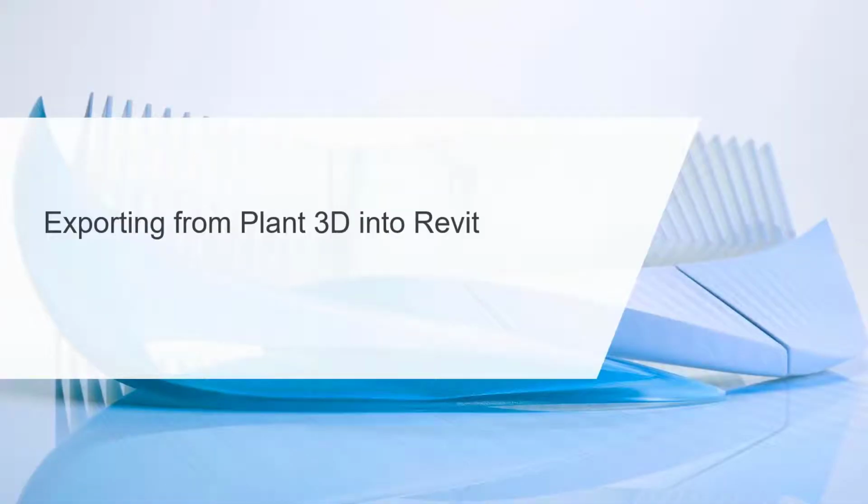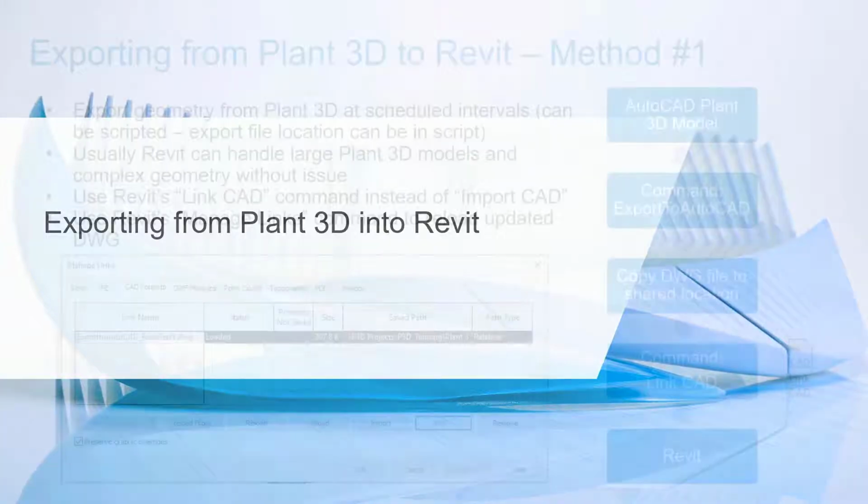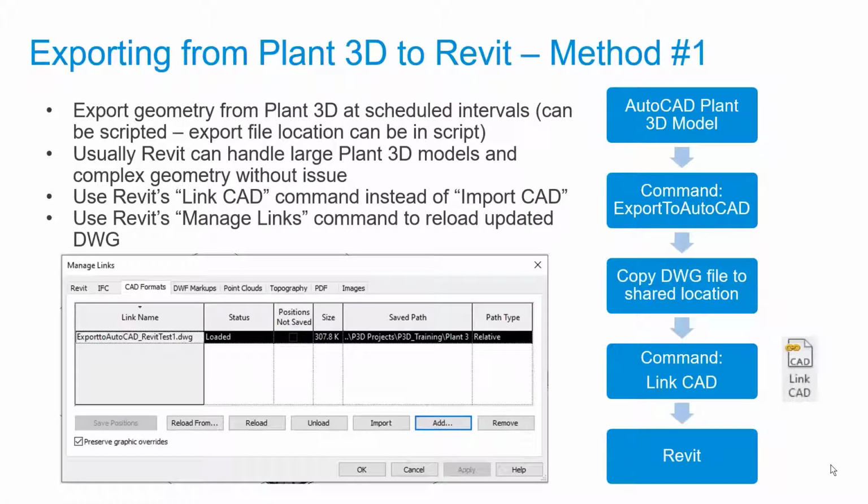So just going into the first topic here around exporting from Plant 3D into Revit, we're going to talk about the methods to do that. There's two different ways. The first one we'll talk about is linking the CAD geometry into Revit that you've exported out of Plant. Basically, you're taking the existing Plant models and using the export to AutoCAD command, and that's going to convert the geometry into something that Revit can bring in and import properly.